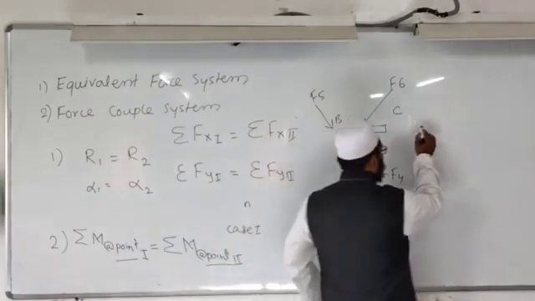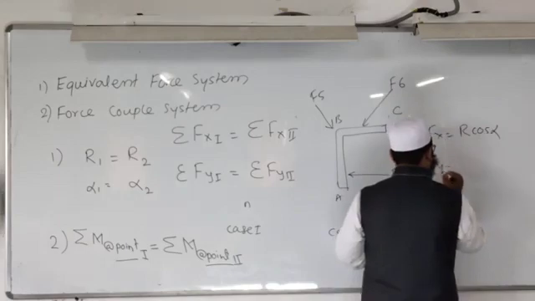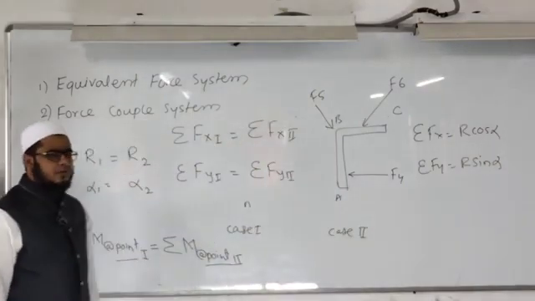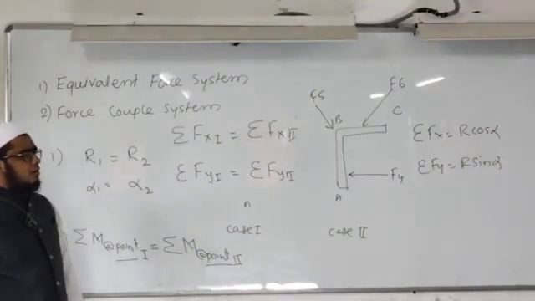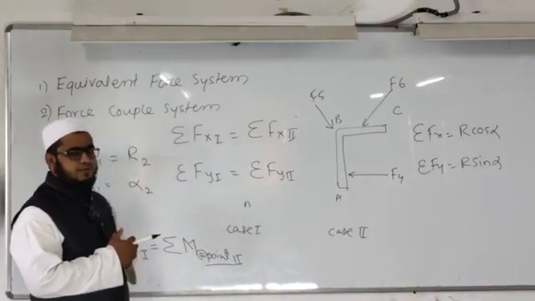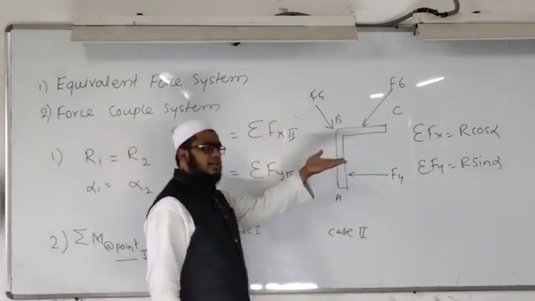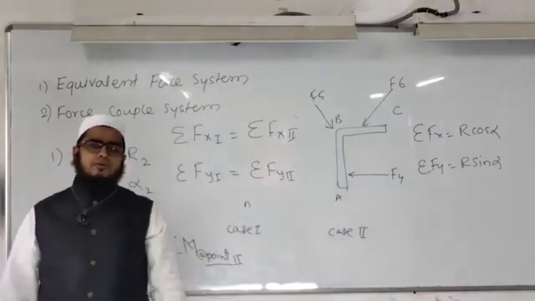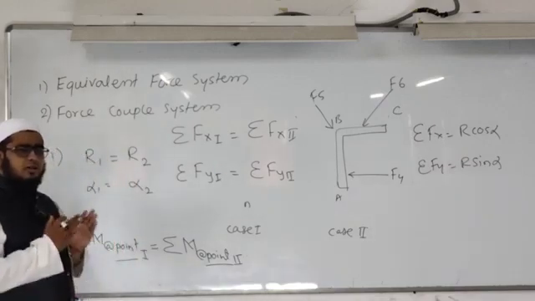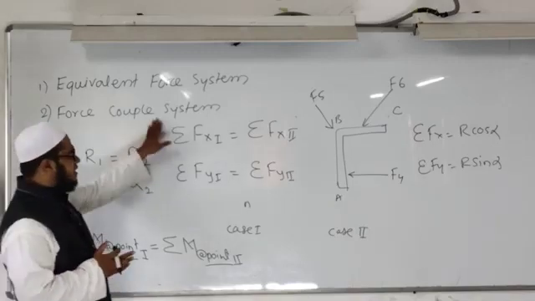Also we know that summation Fx equal to R cos alpha and summation Fy equal to R sin alpha. It is a relationship between the horizontal component of the resultant and the algebraic sum of all the horizontal forces of the force system. Similarly for y, the algebraic sum of vertical forces is equal to R sin alpha, which is the vertical component of the resultant. So there are three conditions now. Whenever two force systems are equivalent to each other, these three conditions must be valid.